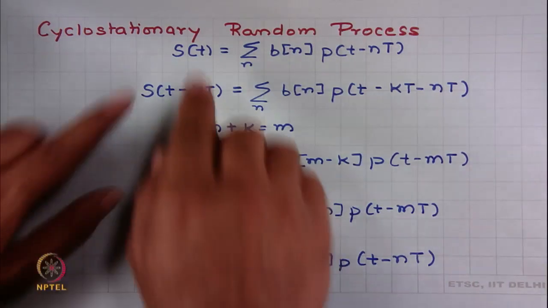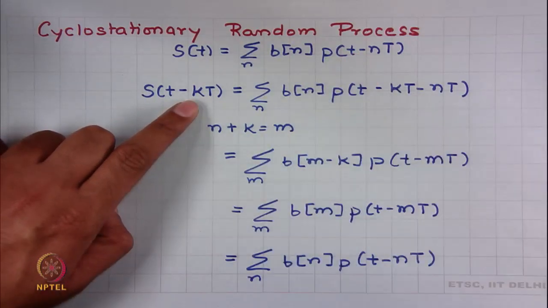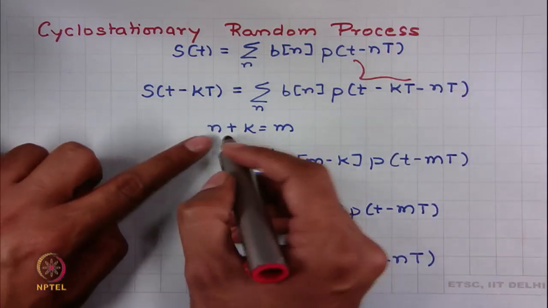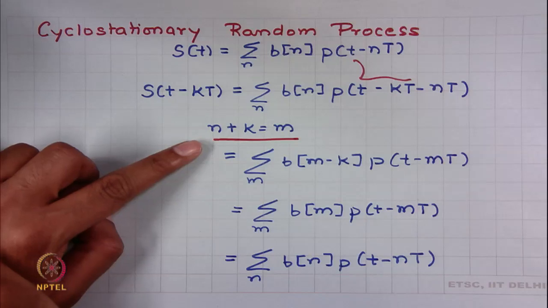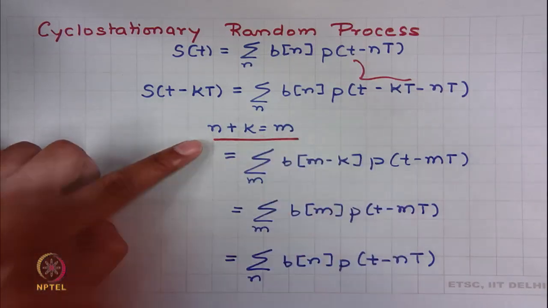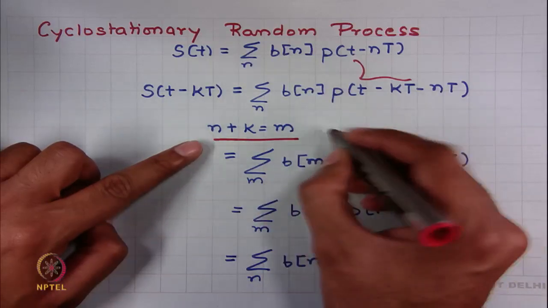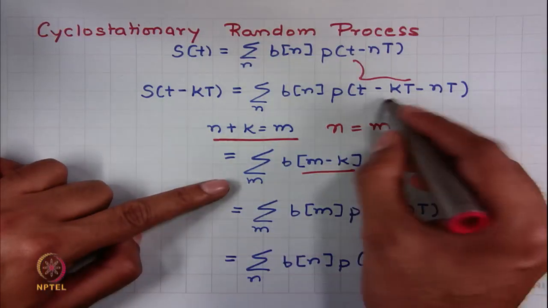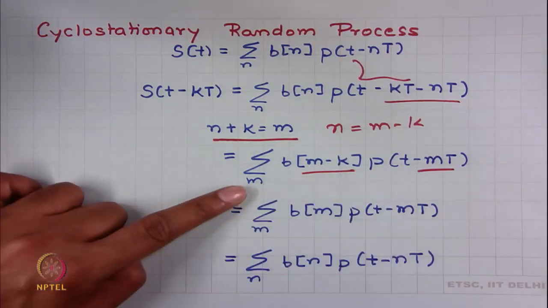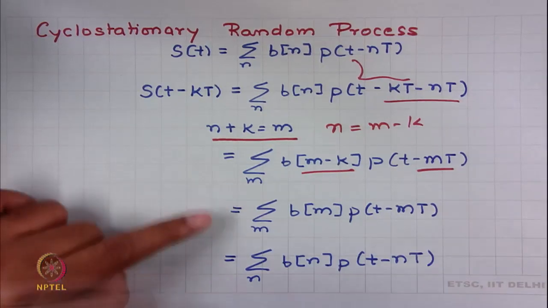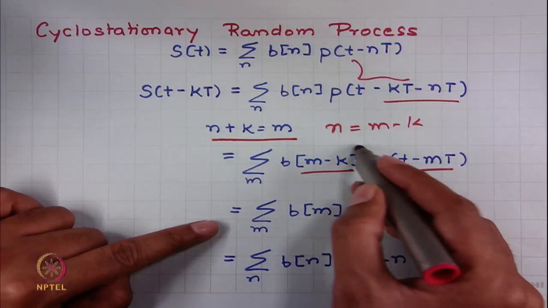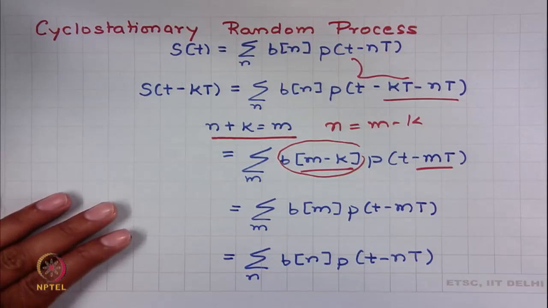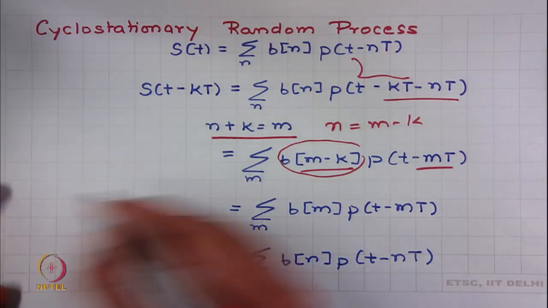Let us see. So, if I delay this with kT, the t gets changed to t minus kT, okay, minus nT. Then I do a change in variable, I substitute n plus k as m. So, n becomes m minus k, here I have m minus k, and this becomes p(t minus mT). Then I have to run this for m. Now, if you see this, let us concentrate on this. Now, if you have a long train of ones and zeros, and if you delay the sequence, okay, you delay the sequence.